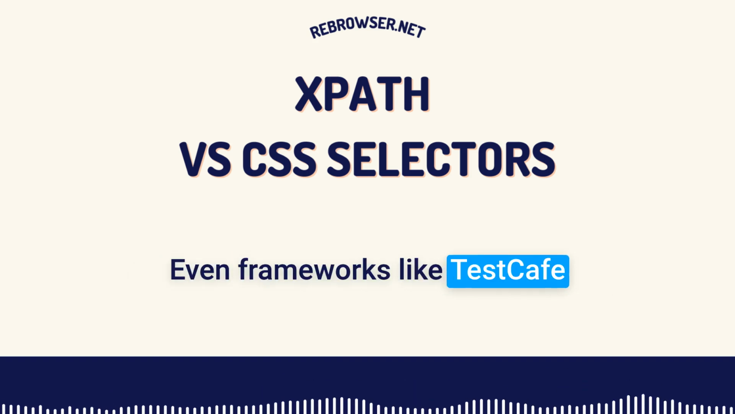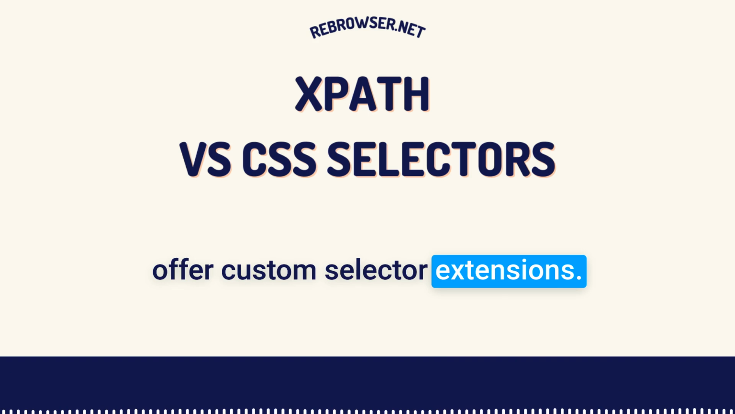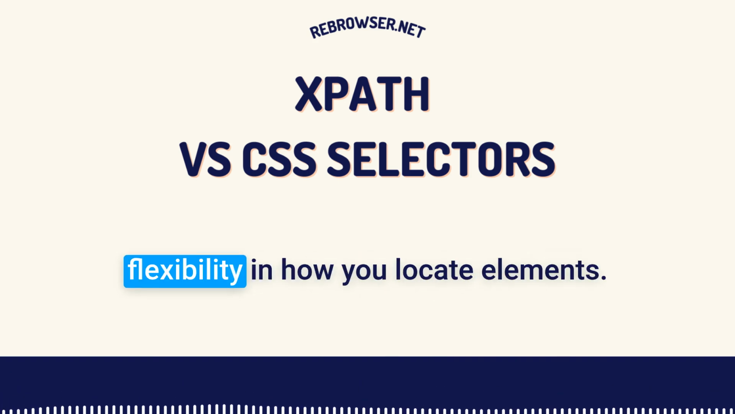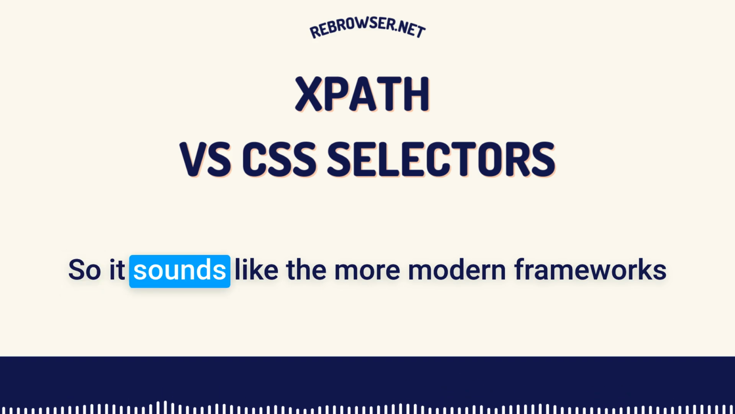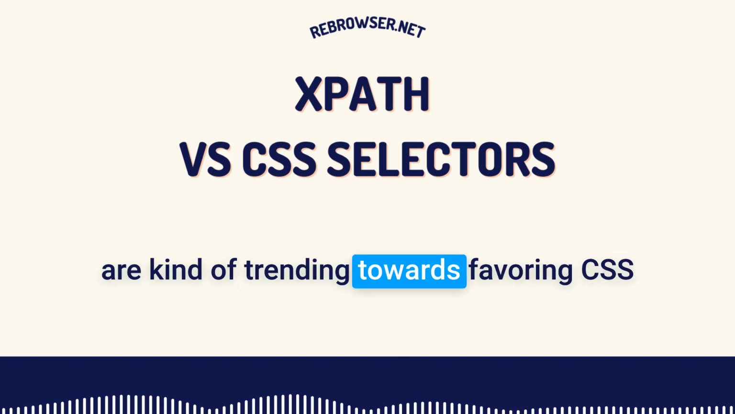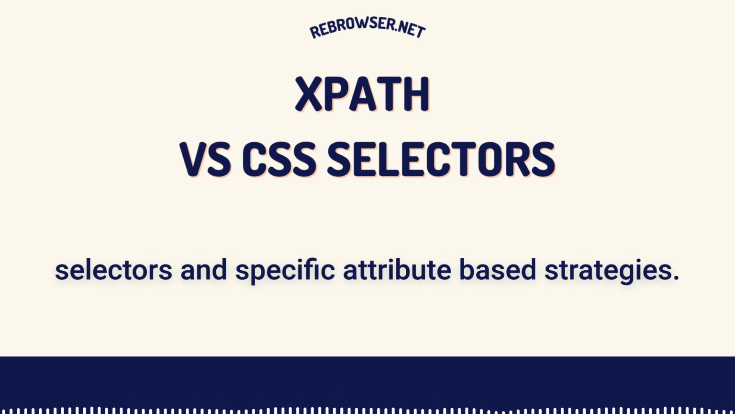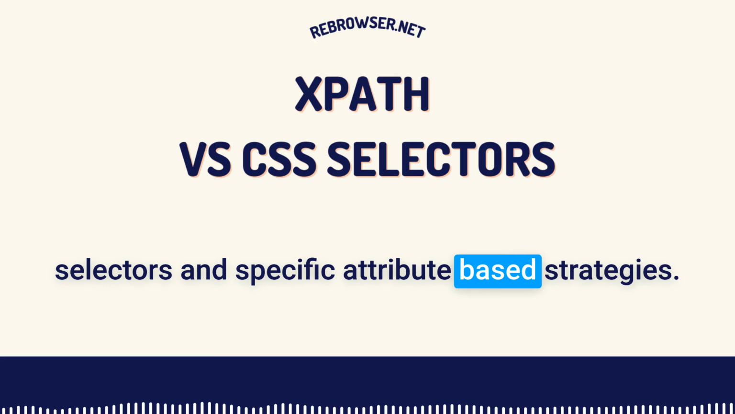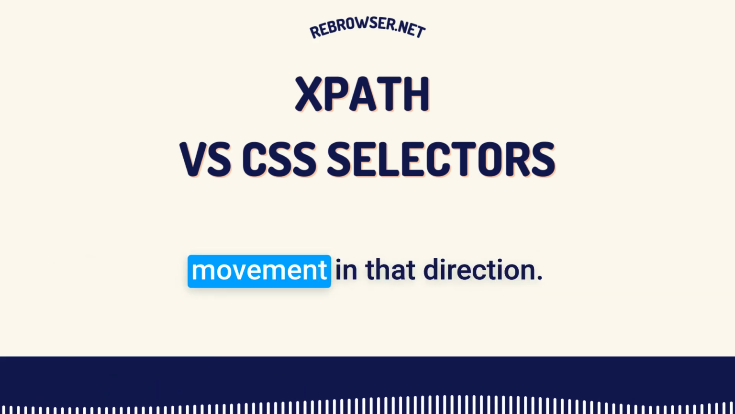Even frameworks like Test Cafe offer custom selector extensions, so they give you more control and flexibility in how you locate elements. So it sounds like the more modern frameworks are kind of trending towards favoring CSS selectors and specific attribute-based strategies. Yeah, there's definitely a movement in that direction.